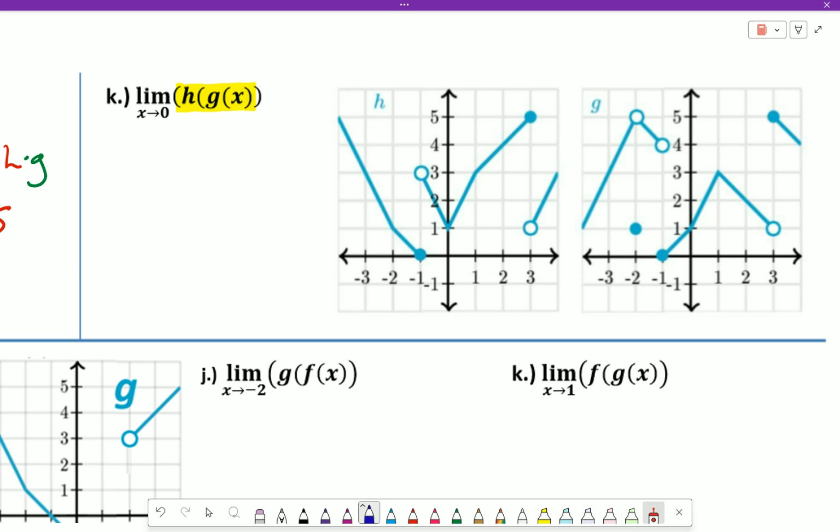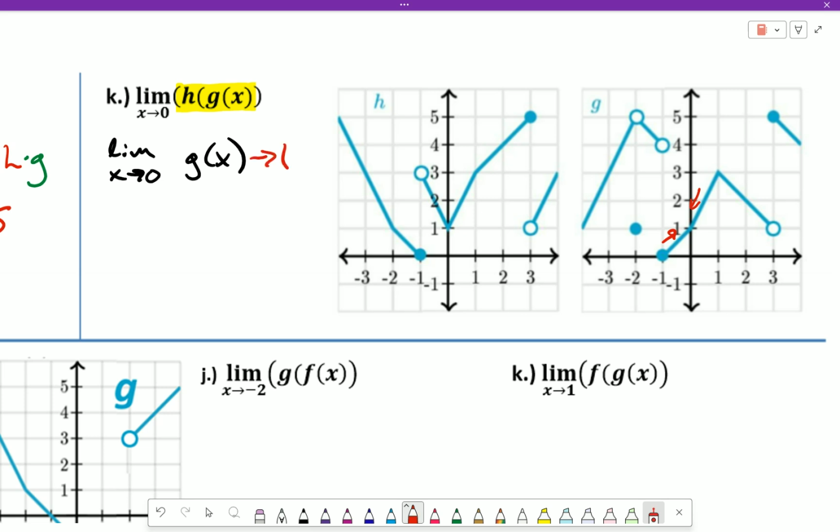Eventually. Find the limit as x approaches 0. It's a composition, so which function do you think we're going to start with if we're doing a composition? The inside one, g. We're doing the limit as x approaches 0 of g of x. So we're going to go to g. We're going to go to 0, and we're going to approach it from both sides, because that's what a limit is. We approach it from the left and the right. What value are we getting as we approach 0? We are getting 1.